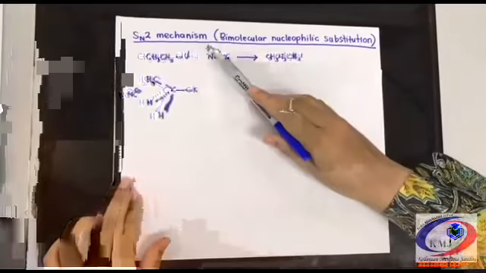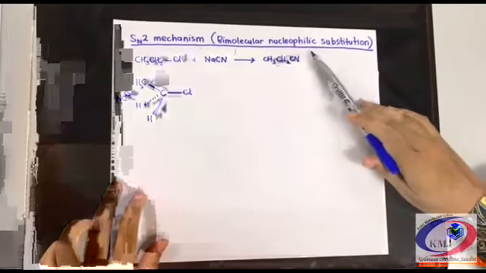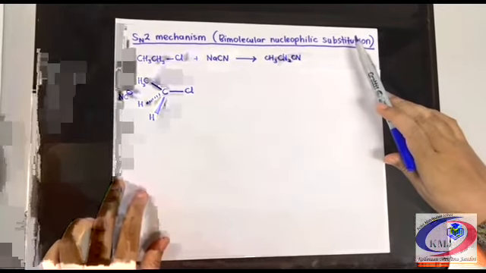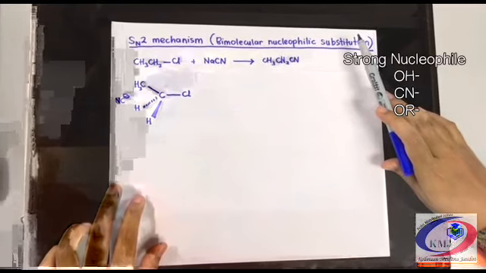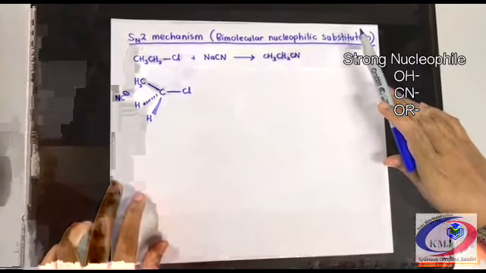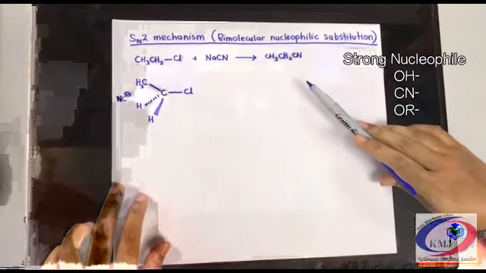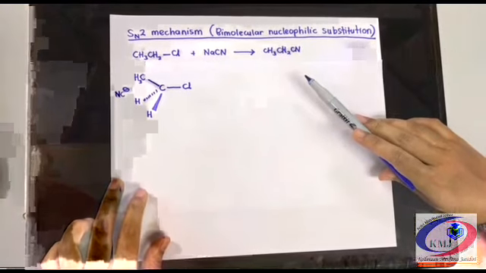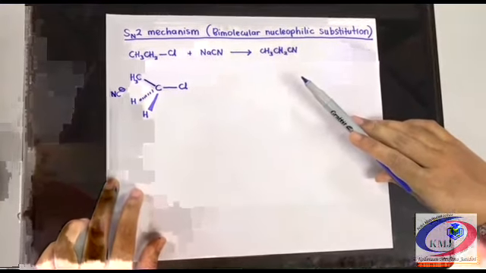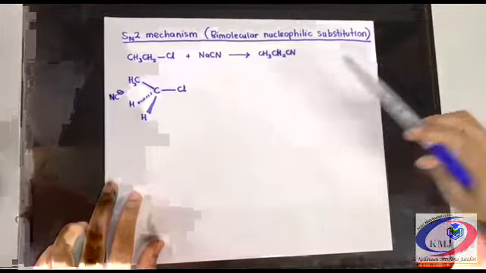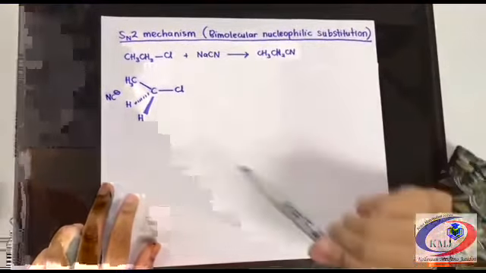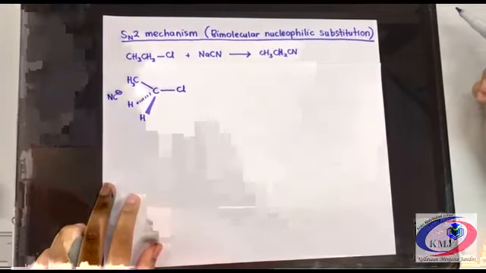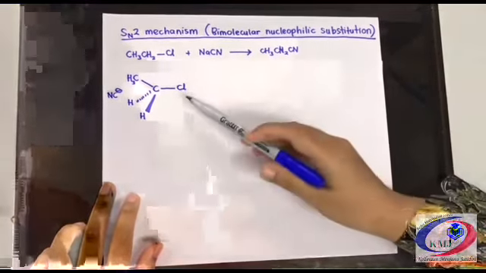Now, the SN2 mechanism stands for bimolecular nucleophilic substitution. This mechanism involves only one step, and a strong nucleophile is required for this reaction to occur, such as OH-, CN-, and OR-. The rate determining step will involve the concentration of haloalkane and nucleophile. So we are going to use this reaction. We have to show the SN2 mechanism using 3D structures like this.